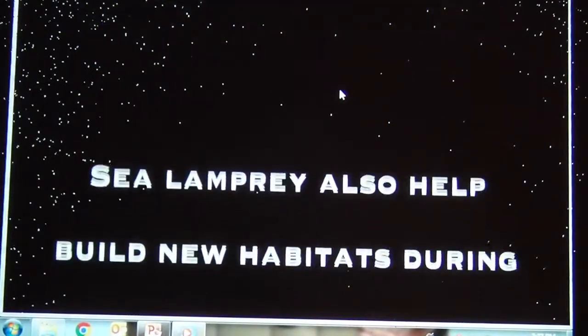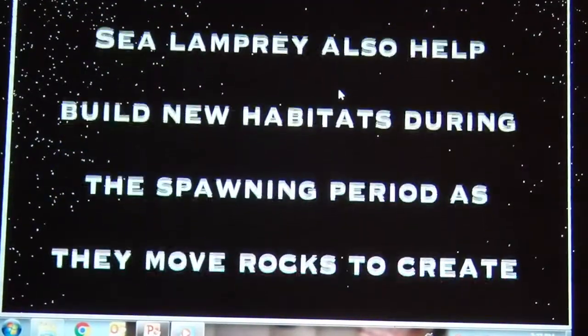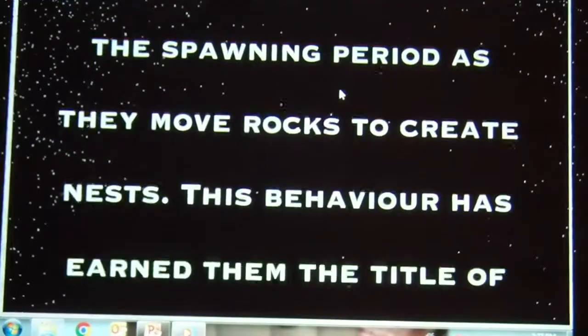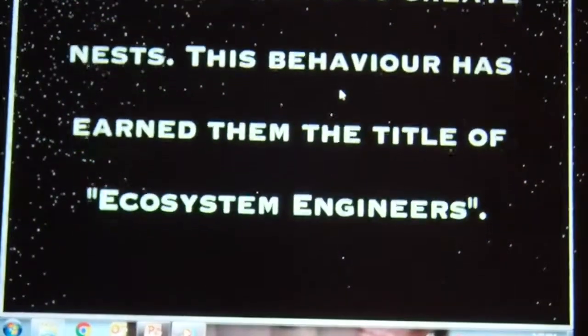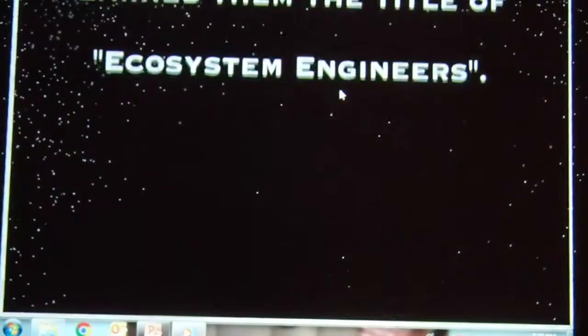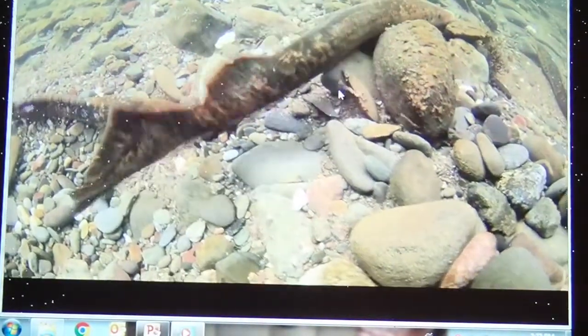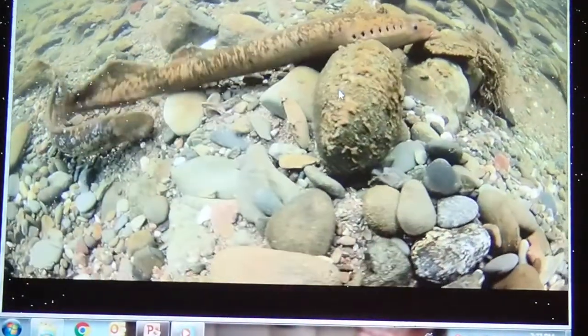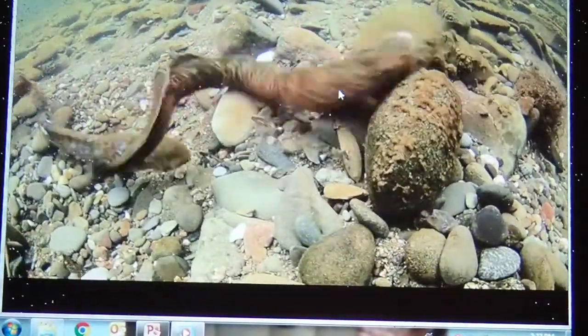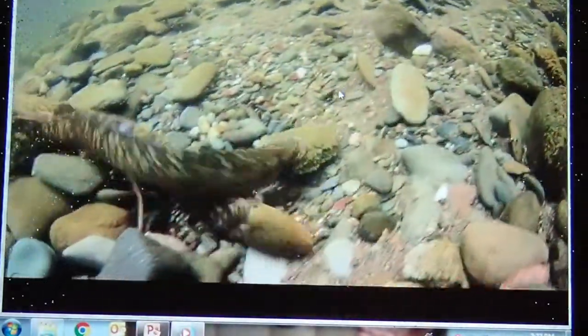So when they do come back into fresh water and end up dying, any of the nutrients that they've gathered at sea, they're able to bring into the freshwater ecosystems, and then when they die, they deliver all of those nutrients gathered at sea. There we go. Wow, they grab the rock.